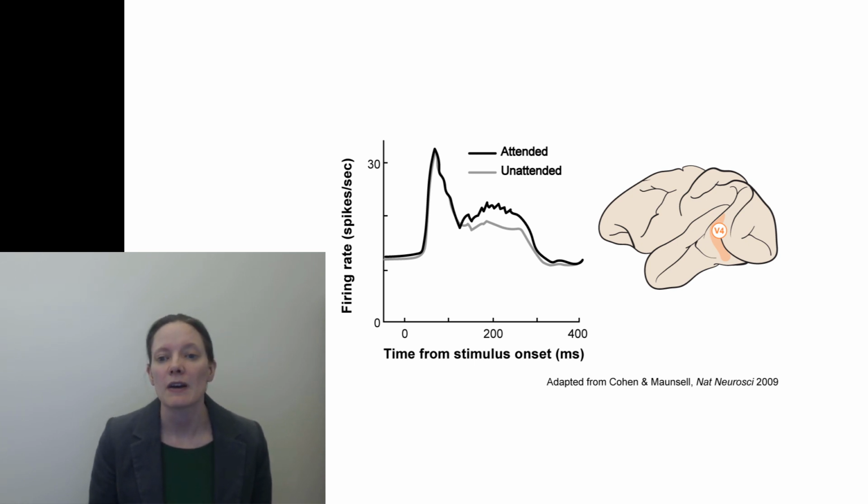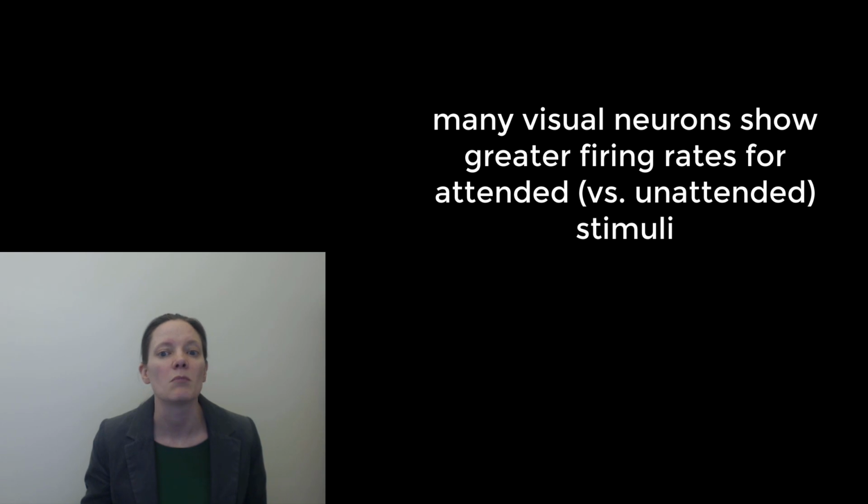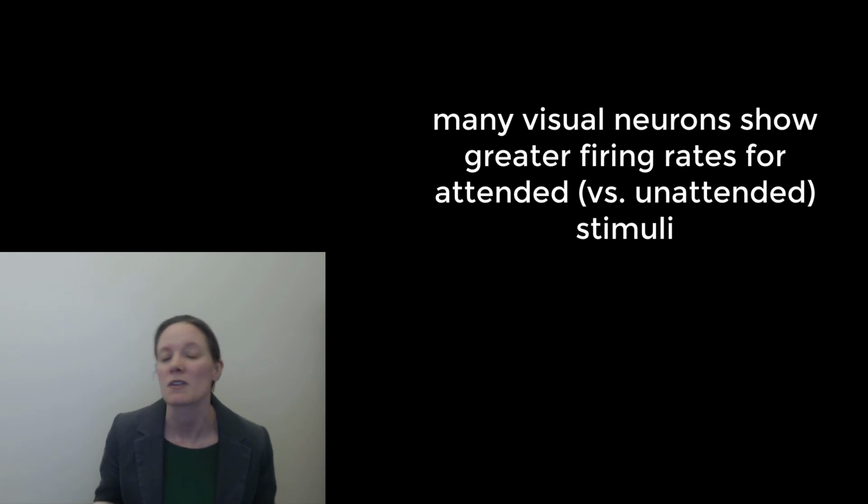You can see that the firing rate is a little bit higher when the grating in the neuron's RF was attended. This fits intuitively with our understanding of how brain activity relates to perception. Higher firing rates mean a stronger representation of the attended stimulus, which means we're more likely to notice a change. This has now been shown in multiple visual areas, all the way from V1, primary visual cortex, up to inferotemporal cortex, one of the final stages of object processing in the brain.